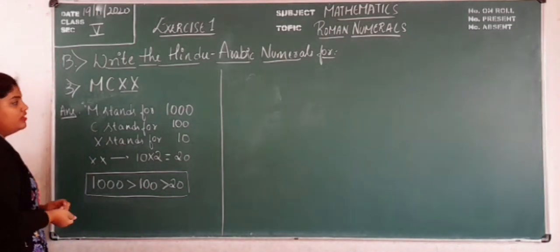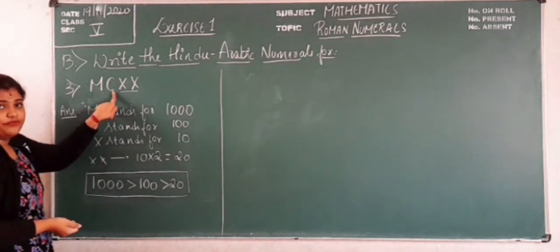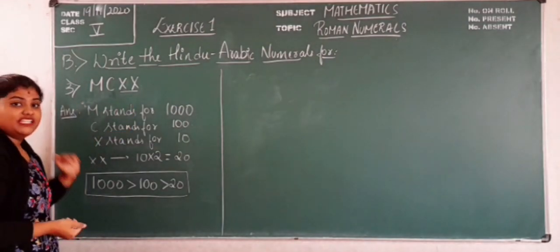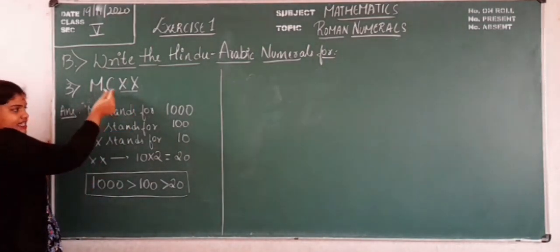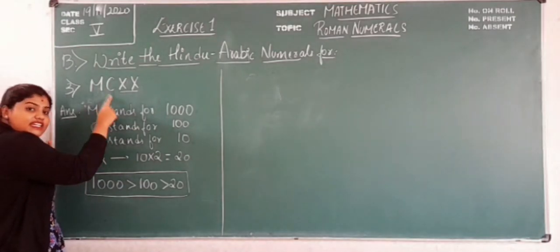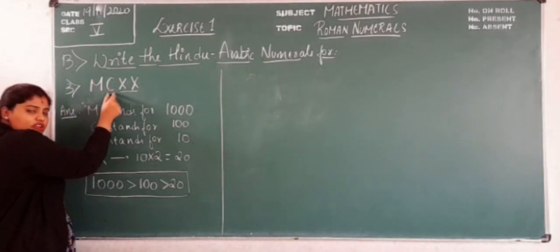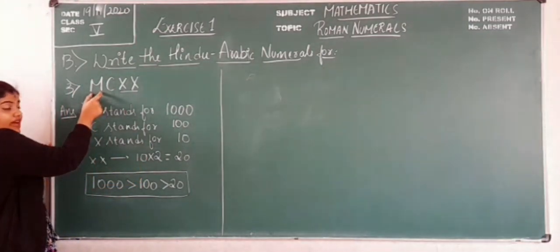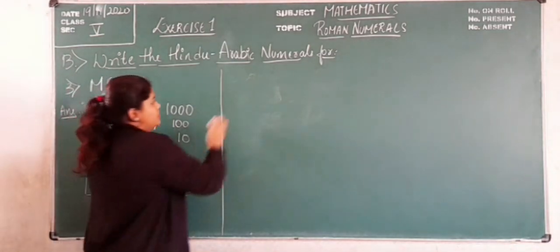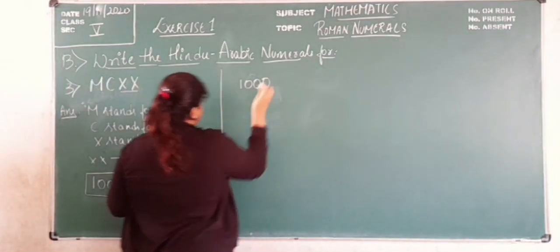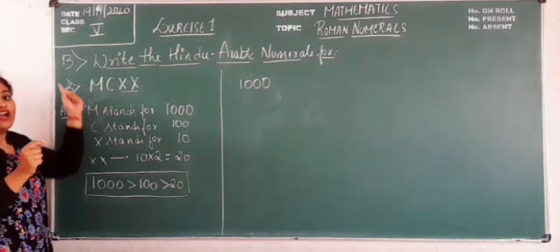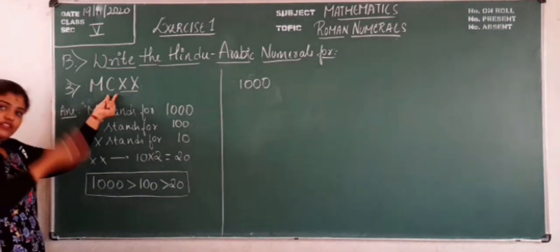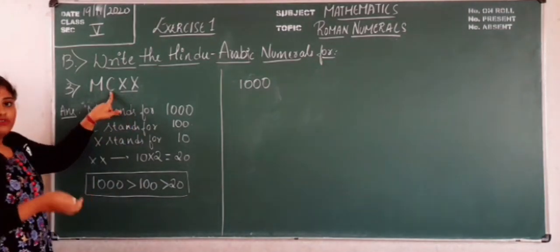And we also know the rule, if we write a smaller value symbol after the greater value, it means addition. So here it is 100, here it is 1000. We know that 100 is less than 1000. The value of M is 1000. Here we have written the smaller value after the greater value, so it is addition. So we are adding this.